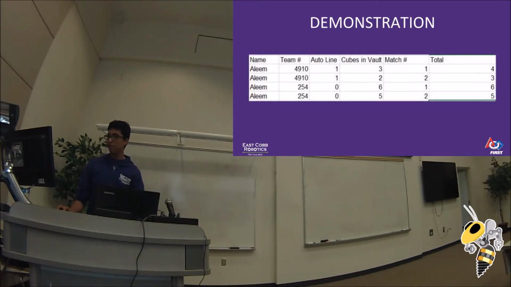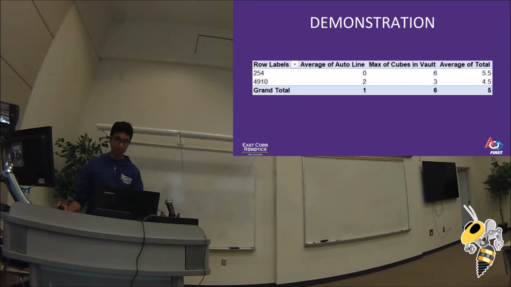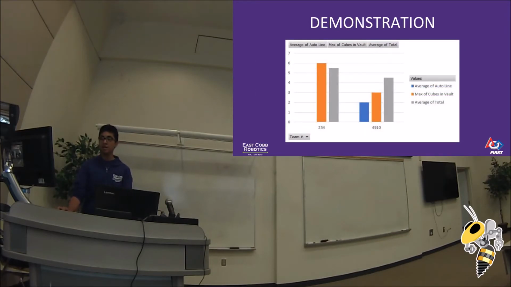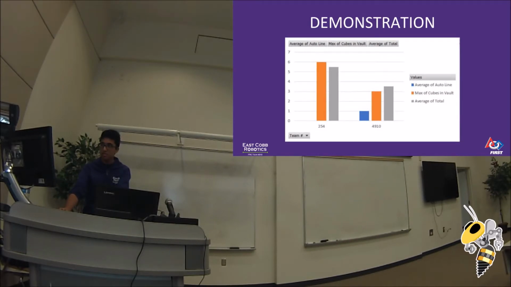So now we have a pivot table, average of total. So this is the weighted totals for 254 versus 4910. Completely made up numbers, but as you see when they're weighted, 4910 almost comes up close to 254, whereas when you take away the weights, it's much lower. So that versus that. So that's why weighting is a little more important as it comes to FIRST.